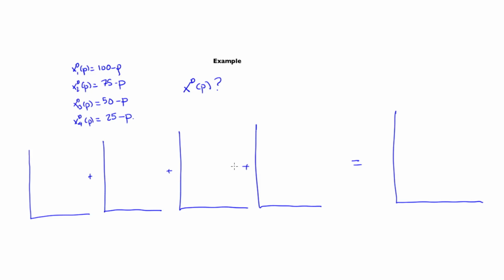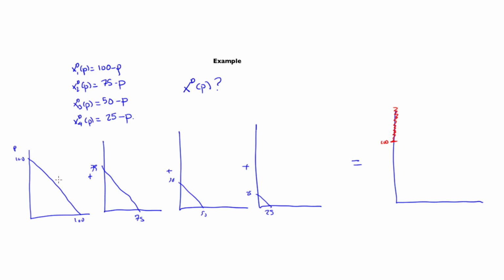Now, how do the individual demands look? It should be easy to see, with P on the y-axis, that the one for consumer 1 intersects at 100 and 100. The one for consumer 2 intersects at 75, 75. The one for consumer 3 intersects at 50, 50. And the last one intersects at 25, 25. Given this, what do we see? When we are at a price of 100 or higher, nobody demands anything, so the aggregate demand is 0.